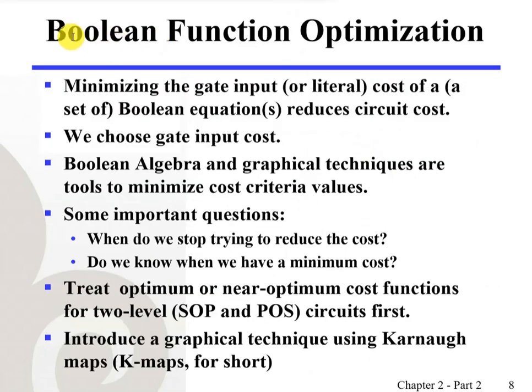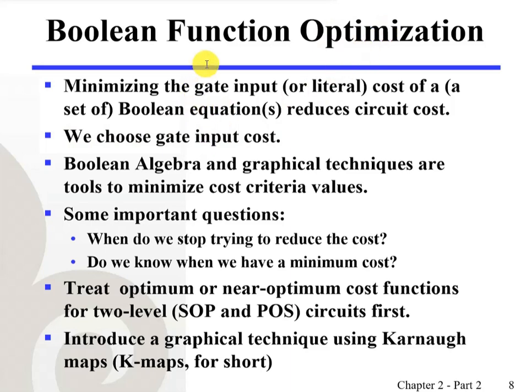So again, if you talk about the optimization, in Boolean function optimization, we want to minimize the gate input cost of a Boolean equation, which will reduce the circuit cost, right? We want to optimize a Boolean function to reduce the cost of the circuit, right? So we have seen 3 different criteria, and we saw that choosing the gate input cost could be a better criteria for optimization.